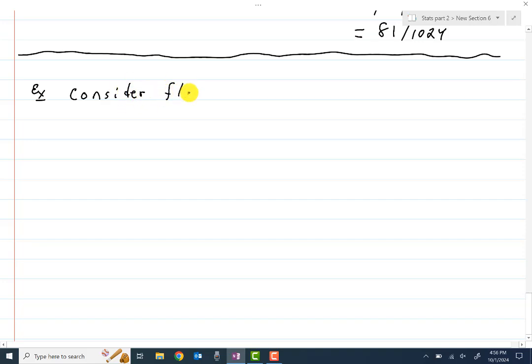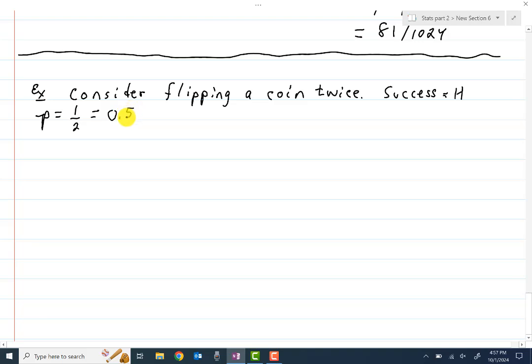Consider flipping a coin twice. Now, let success be heads. That means the lowercase p is equal to 1/2 or 0.5, whichever. I'm probably going to do decimals because I think it'll be easier.